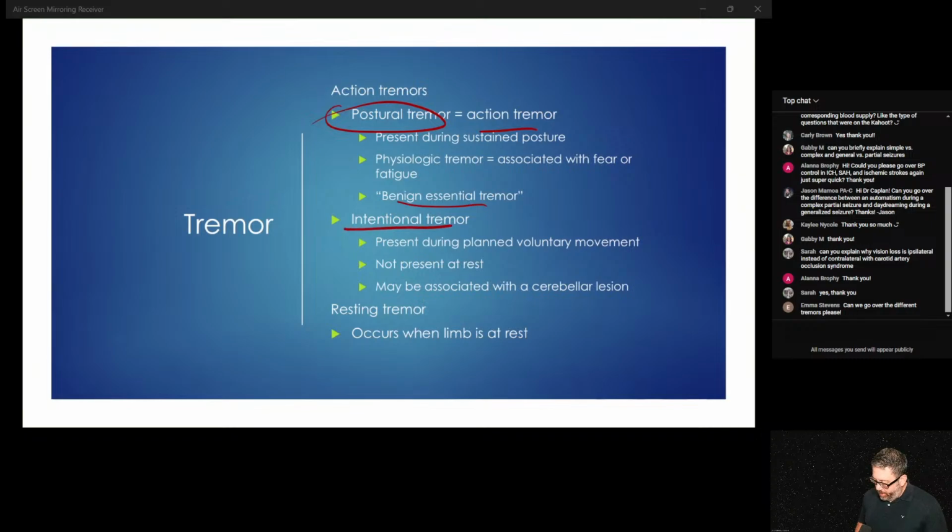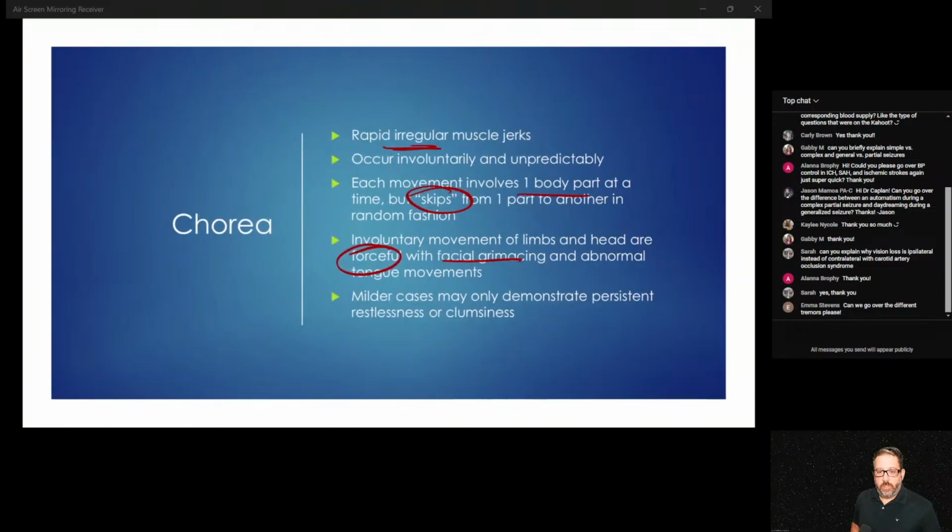The intentional tremor is only there during planned voluntary movement. So when they're sitting there at rest and they're not doing anything, there's no tremor at rest, you say, do your finger to nose and point to my finger. As they do it, they get the tremor. So that's an intentional tremor, not present at rest, and there may be a cerebellar lesion for that one. And then there's a resting tremor when the limb is at rest and there's still this oscillatory movement going on. So that's the 3 different types of tremors.